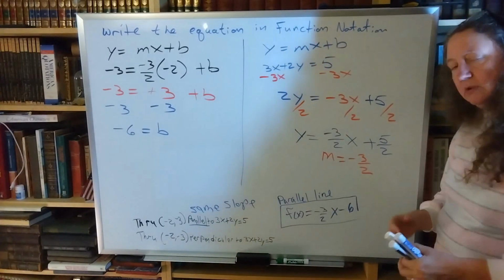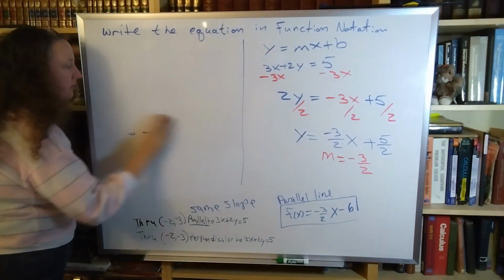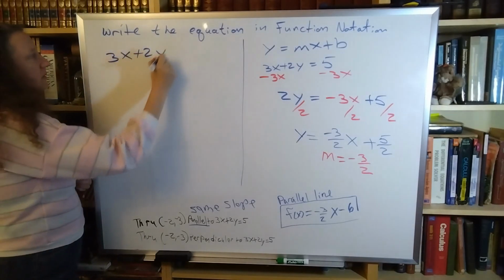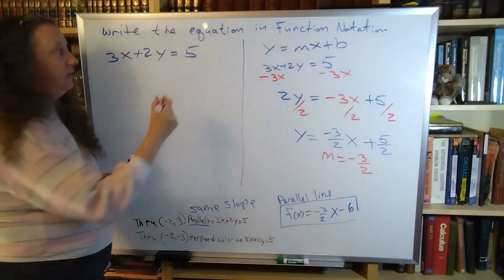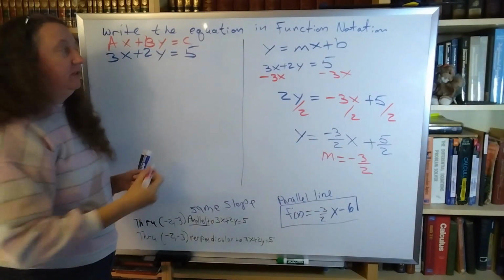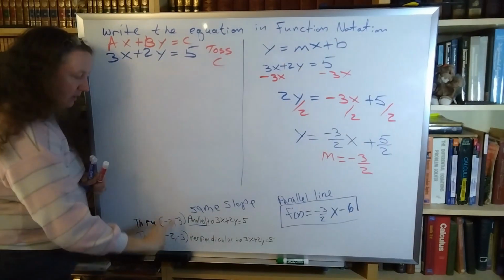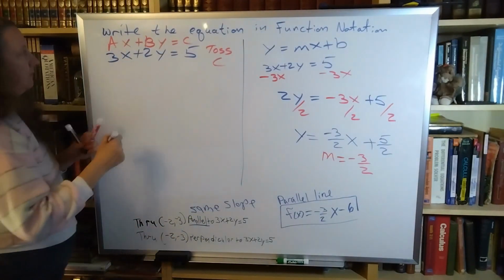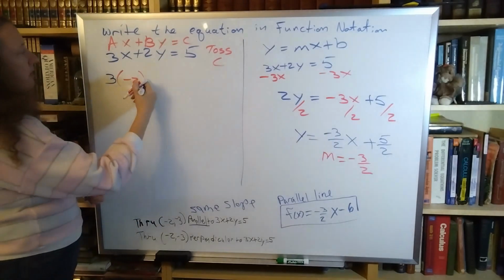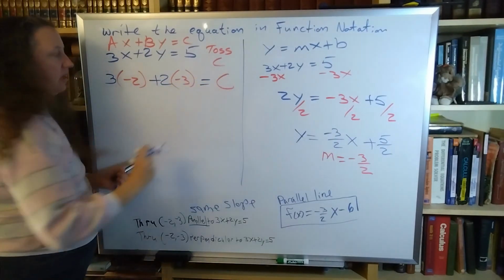Now let's see if we come up with something similar doing it a different method. For my other method, what I'm going to do is I'm going to take my equation line, 3x plus 2y equals 5, and I'm going to toss, first off, this looks like ax plus by equals c. I'm going to toss c. And then I'm going to replace x and y with my x comma y down here. So I have 3 times, my x is -2, plus 2 times, my y is -3, equals, and I tossed out c.